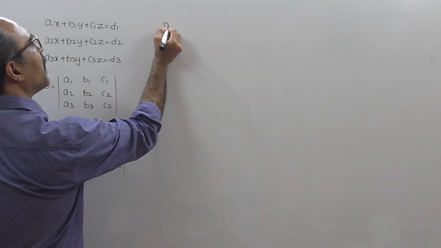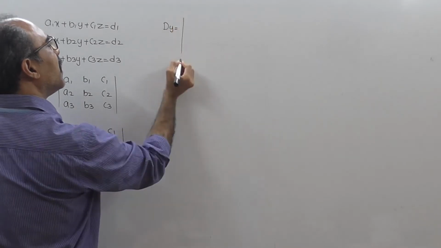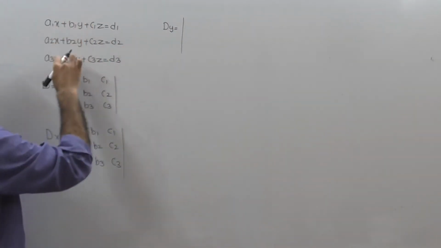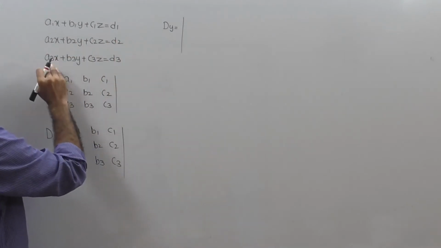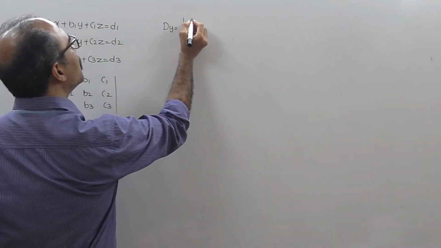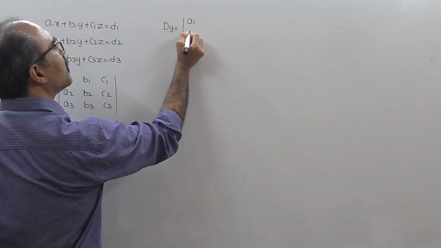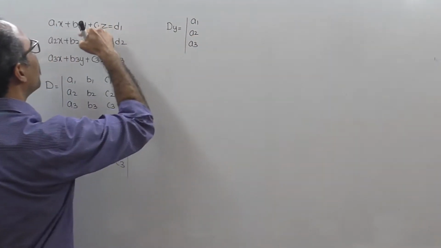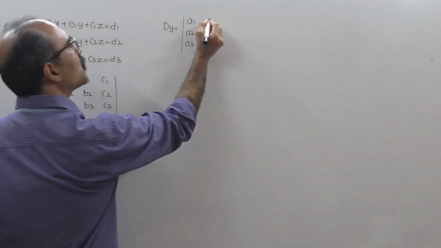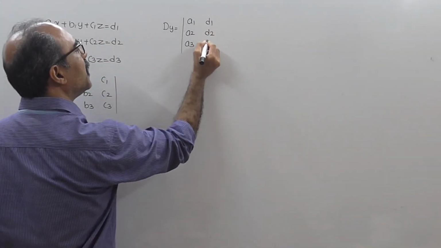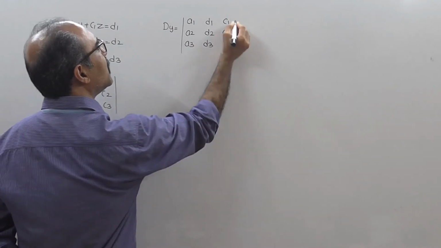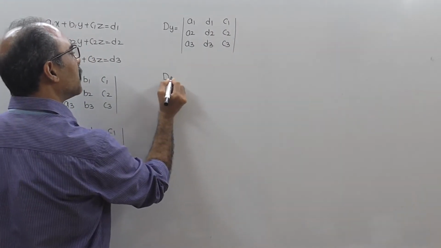Now if I want to find dy, I am not supposed to write the coefficients of y. Instead of writing the coefficient of y, I should replace it with d1, d2, d3. So this will be a1, a2, a3. b1 will not come because b1, b2, b3 are related to y. So in its place you write d1, d2, d3. But c1, c2 and c3 will remain unchanged.